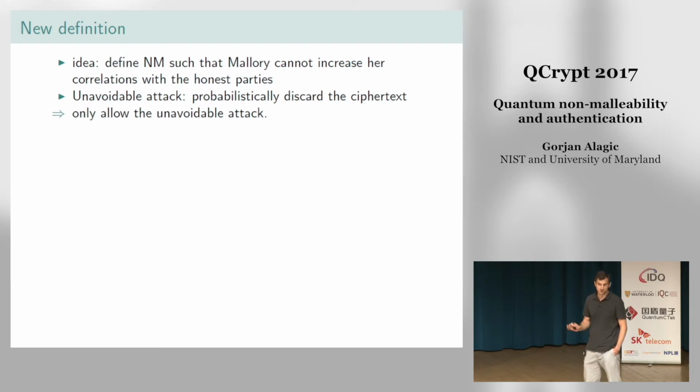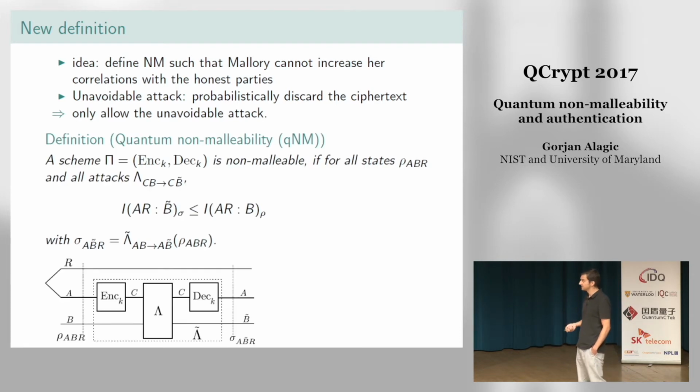Okay? So now the question is, if we write down this definition, is it satisfiable? And if it is, we're happy, right? Because the only thing that we've allowed is an unavoidable attack. Okay, so here's what the definition looks like.